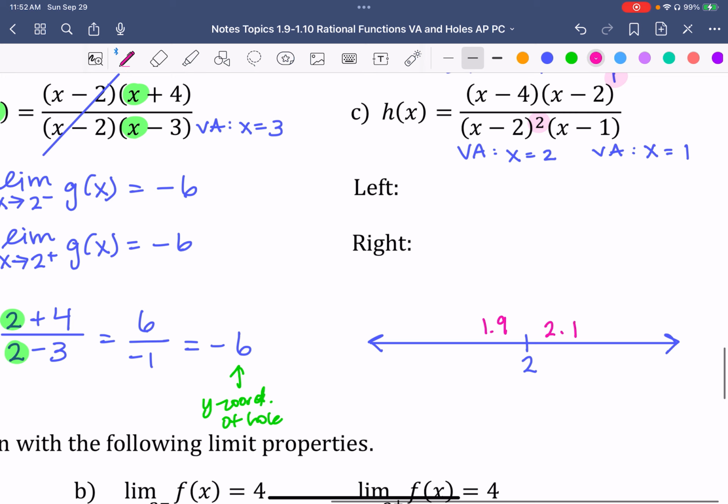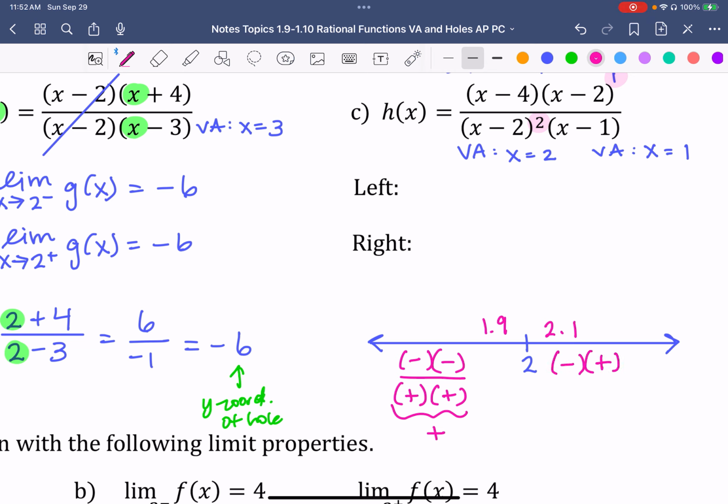Now let's plug it into the factors. 1.9 minus 4 is negative. 1.9 minus 2 is negative. Any factor that is squared is always positive. 1.9 minus 1 is positive, making this interval positive. Okay? 2.1 minus 4 is negative. 2.1 minus 2 is positive. Any factor that is squared is positive, and 2.1 minus 1 is positive, making this interval negative.